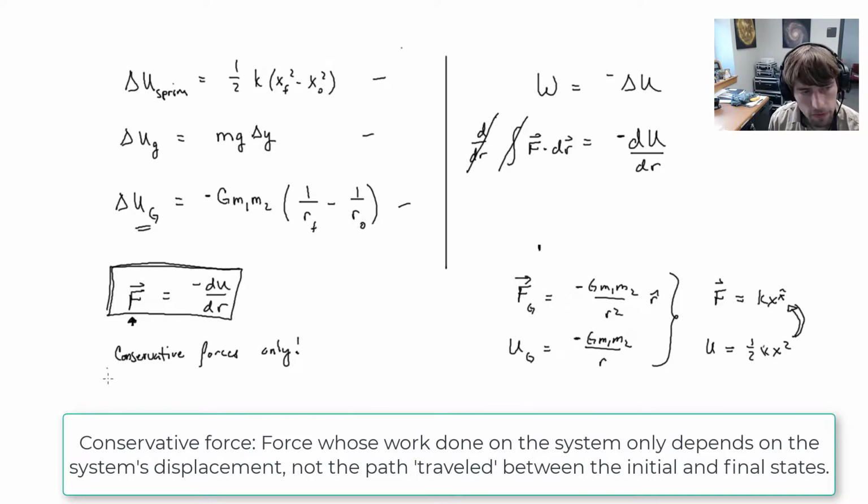What does that mean? Conservative forces are forces that only depend on the initial and the final states. Or maybe a better way of saying it: conservative forces are path independent. In other words, the amount of potential energy does not depend on the path taken to get from the initial to the final state.